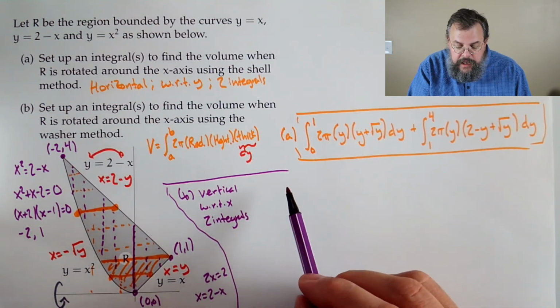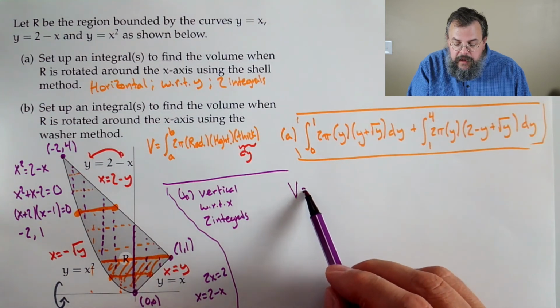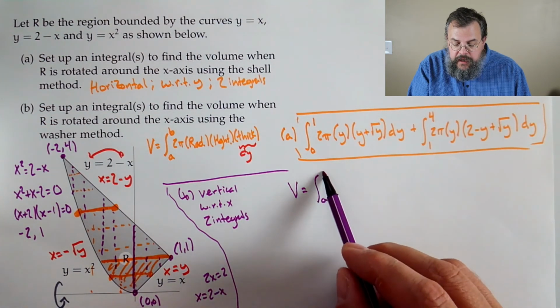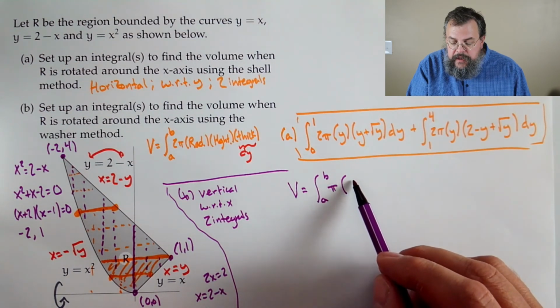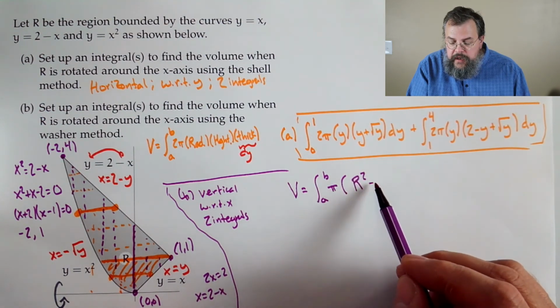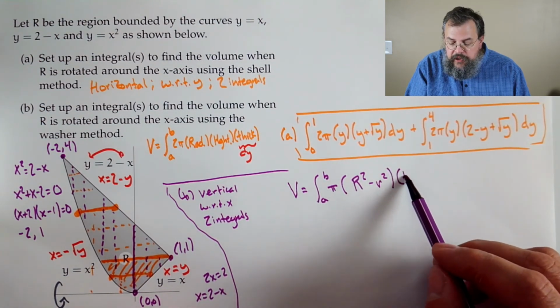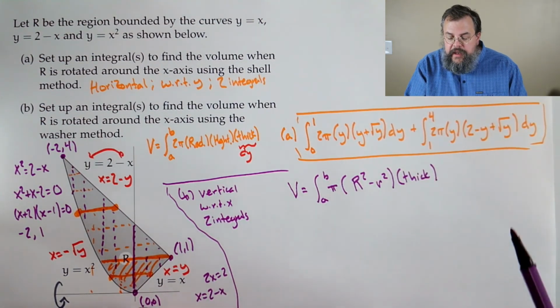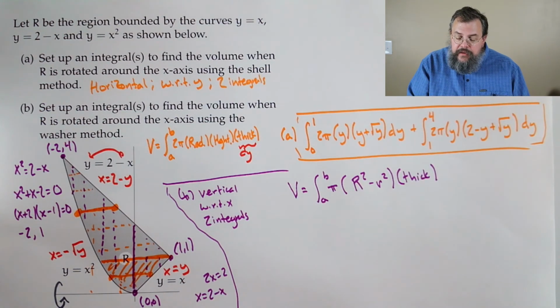Well, what do we need? So what's our basic formula? So volume is adding up a to b in the washer method. We have pi, and then we have the big radius squared minus the little radius squared, and then you have your thickness. All right, that's our basic formula. Compacted a little bit.